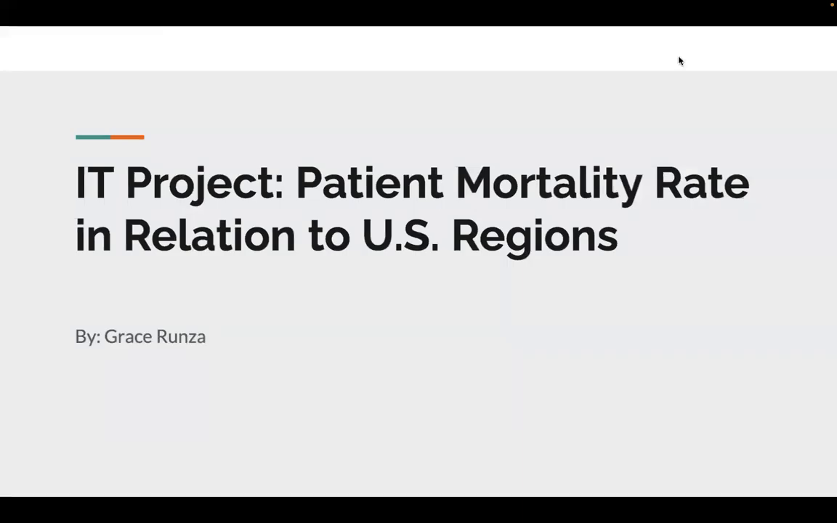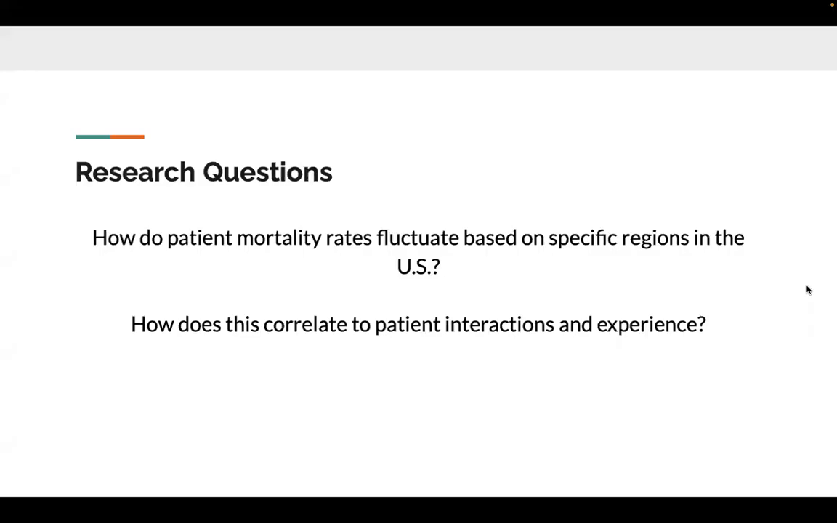Hello, my name is Grace Runza, and this is my IT project about patient mortality rate in relation to different US regions. So to start out, my research questions are, how do patient mortality rates fluctuate based on specific regions in the US, and how does this correlate to patient interactions and experience?